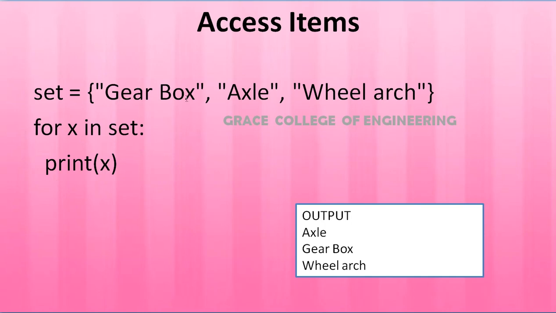The multiple items stored in the set will be called one by one and stored one by one in the x variable, and then it will be printed. So this happens iteratively up to the last item. So the output is axle, gearbox, wheel arch. Don't forget, a set is unordered, so the items will appear in random order.